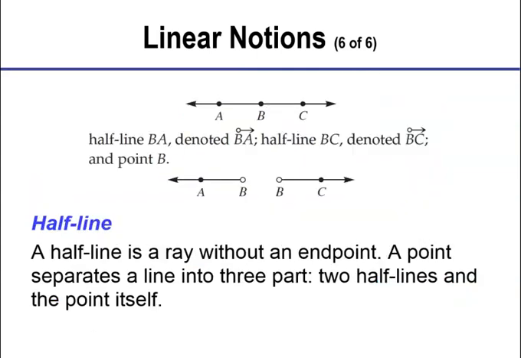Now, a half line is a ray without an endpoint. So it's like an open ray if you want to think about it that way. A point separates a line into three parts: two half lines and the point itself. So if you were to take the union of two half lines, you would still be missing the point B. So you would have to have the half line BA, union with the half line BC, union with the point B. Again, this is really important, that it splits into three parts: each half line and the point itself.